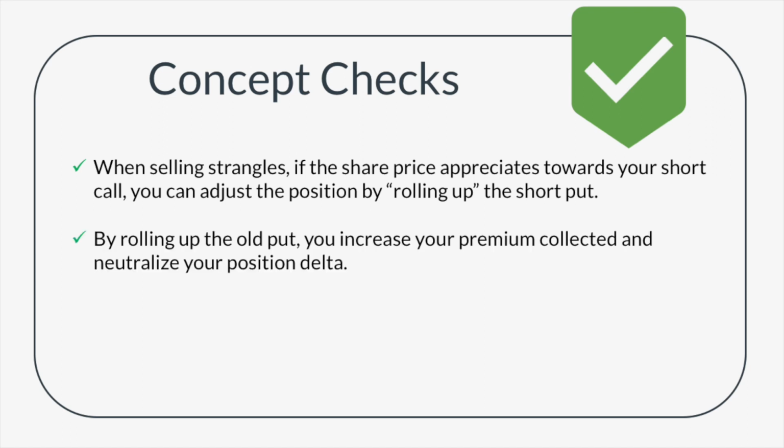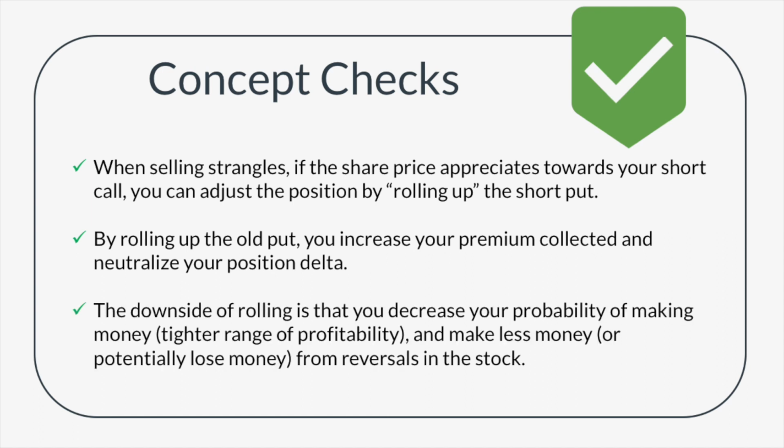By rolling up the old put to a higher strike price, you increase your premium collected, which extends your break-even on the upside, and that gives you more room for the stock price to increase. And you also neutralize your position delta, which means if the stock price continues to increase, you'll lose less money than if you had not rolled up the short put.